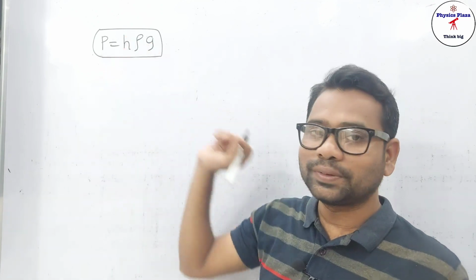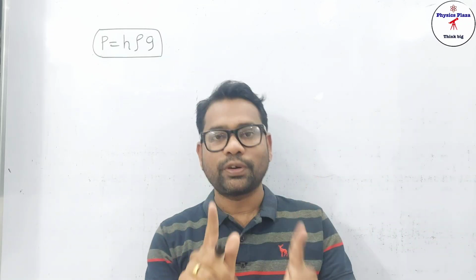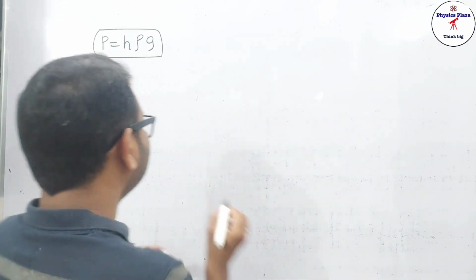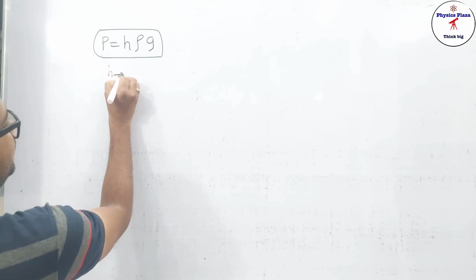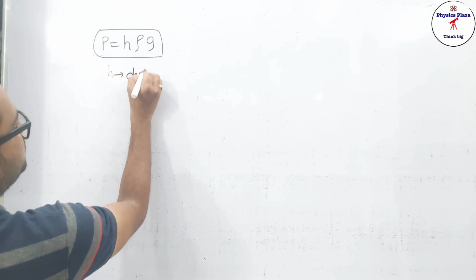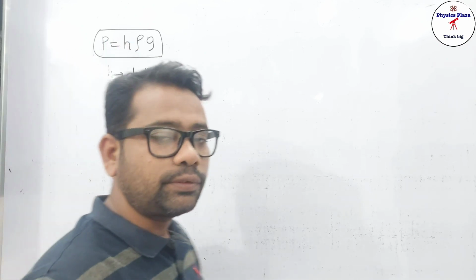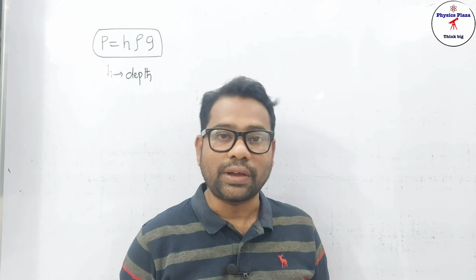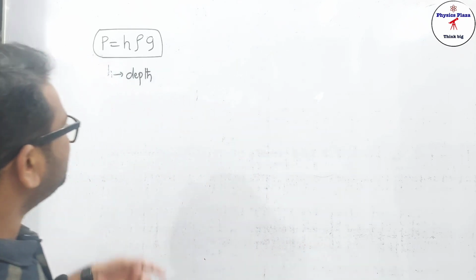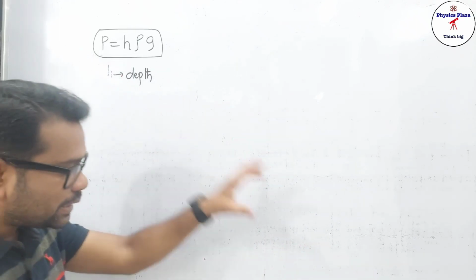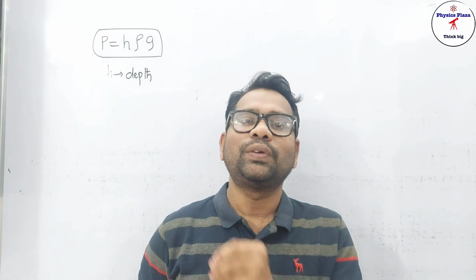What is H here? Many of you will think that H is height. No, it is wrong, children. Here H is actually depth. Rho is the density of the fluid in which the object is placed. G is actually acceleration due to gravity. You may get one doubt, sir, why do we need to recall this formula to understand the variation of pressure with altitude? Yes, just wait, you will understand.